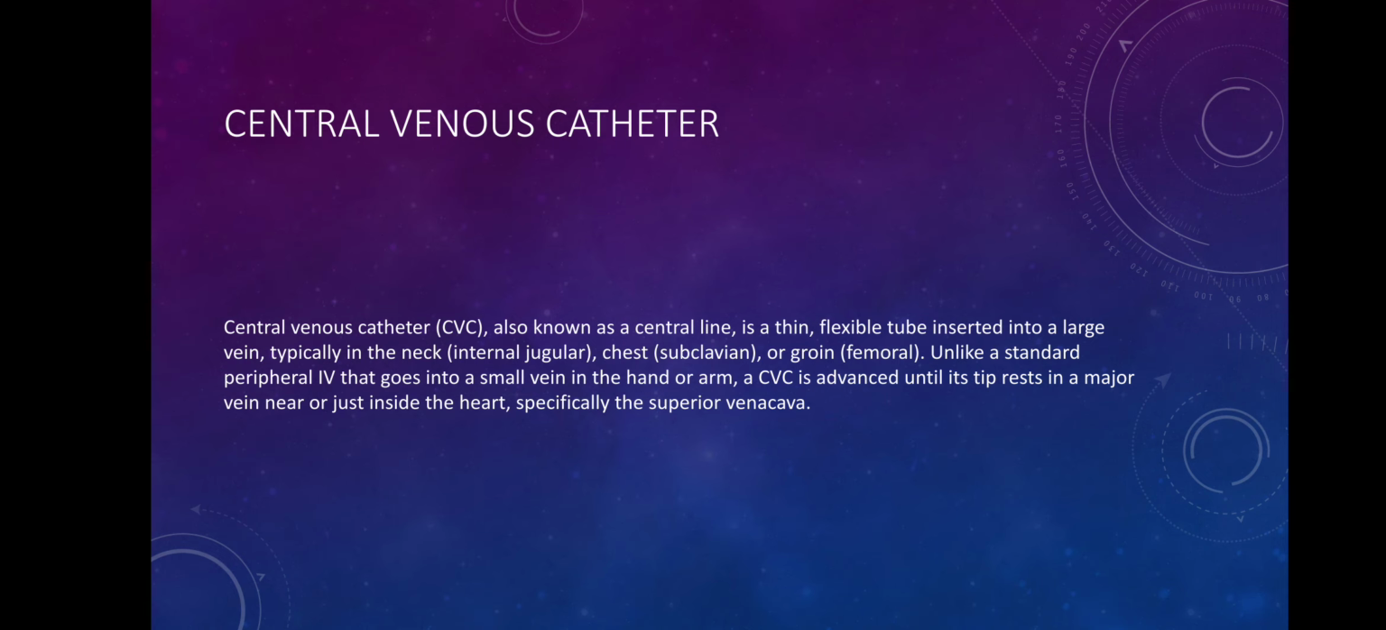Unlike a standard peripheral IV that goes into a small vein in the hand or arm, a central venous catheter is advanced until the tip rests in a major vein just near the heart, especially the superior vena cava.